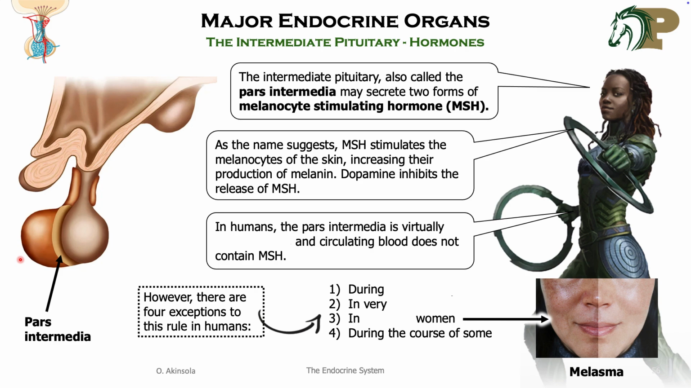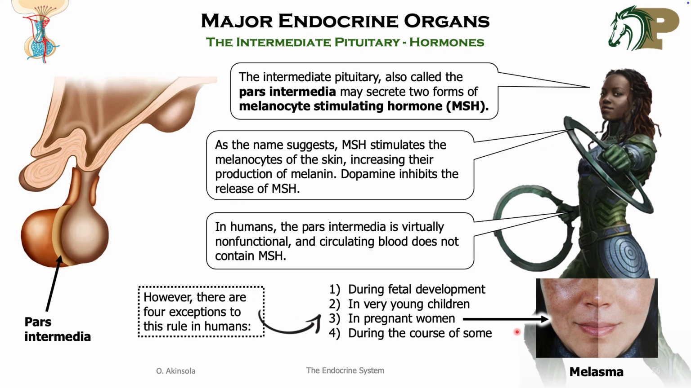In humans, the pars intermedia is virtually non-functional, and circulating blood does not contain MSH, but we do have some exceptions, and those are as follows. We have four. During fetal development, you'll have some activity of MSH. In very young children, you can have some production of MSH. Number three is the notable one, and that is what occurs in pregnant women.